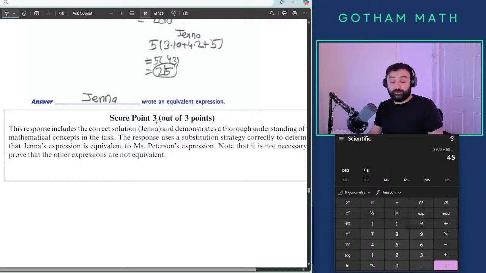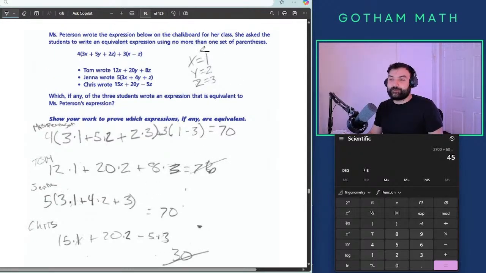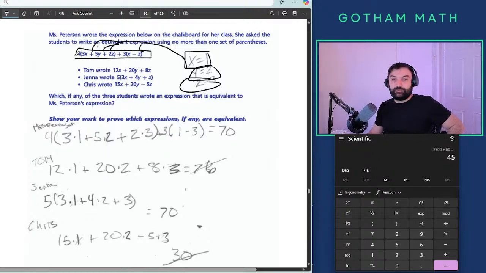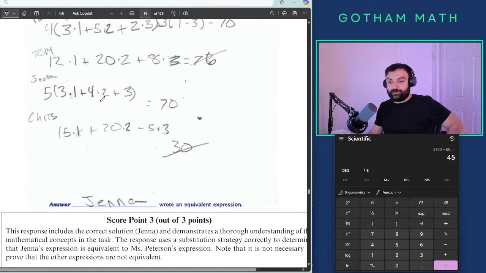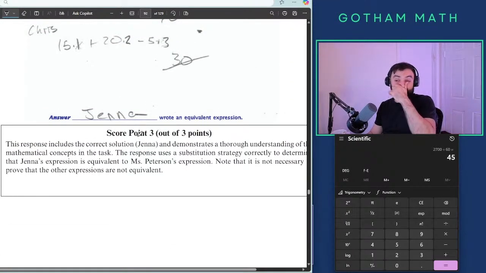Jenna, 3 out of 3. Oh, that's a 3-pointer. This method is like crazy. Someone sets up numbers, right? Plugs them all in here, and then plugging them in all of these, doing the math and seeing which one will be the same answer with this one. That's insane. That's so much work. Although it's a legit way.